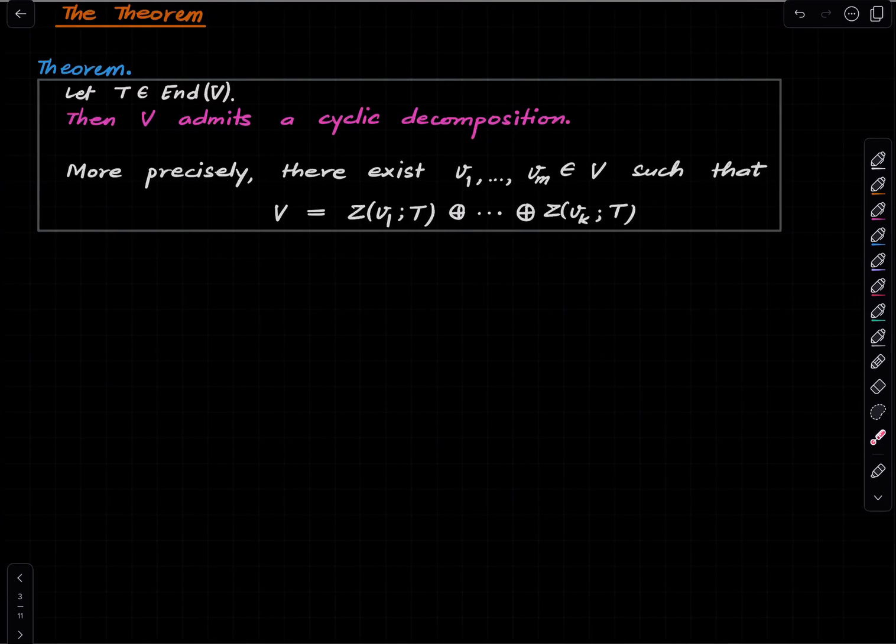So what is the theorem? What is the cyclic decomposition theorem? The theorem says that for any endomorphism on a vector space V, and again everything is finite dimensional, there is a cyclic decomposition of V. What does that mean? It means that there exist finitely many vectors in the vector space such that the corresponding cyclic subspaces form a direct sum decomposition of the vector space V. So pretty impressive and powerful theorem. You can break up the vector space V into cyclic subspaces.